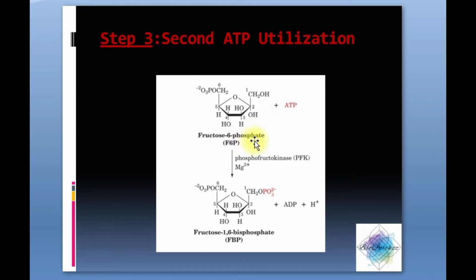Here fructose 6-phosphate is changed to fructose 1,6-bisphosphate. Here the enzyme used is phosphofructokinase. Again we see kinase here. That means a movement of a phosphoryl group from ATP to fructose 6-phosphate, and thus fructose 1,6-bisphosphate is formed along with ADP and H plus. This is step number 3.